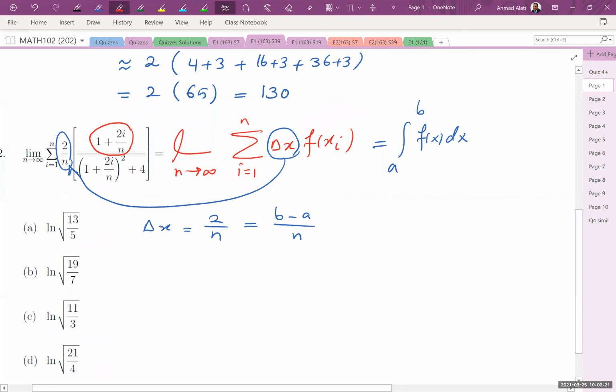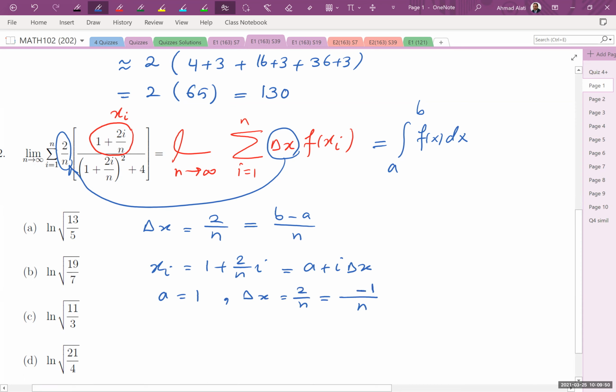This, x_i, it looks like i. It is x_i. Here you have it the same. So let's try if it works or not. So here we say that x_i, you know what is x_i? It is a plus i delta x. So this confirms that a is 1 and delta x is 2 over n, which is what?